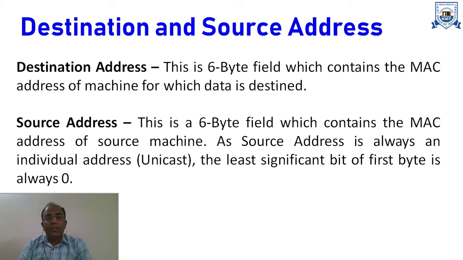The next two subparts are the source address and the destination address. What are the addresses? They are 6-byte addresses. In general words, we call them the MAC address or the machine address, or sometimes the physical address of a computer system. So it is important for the addressing part.